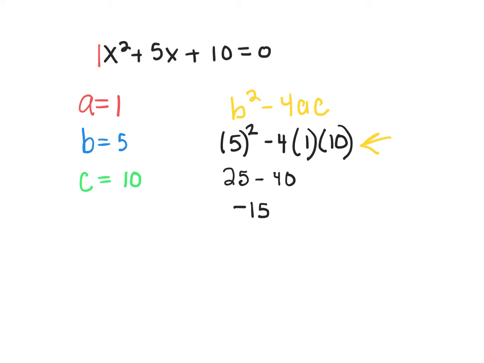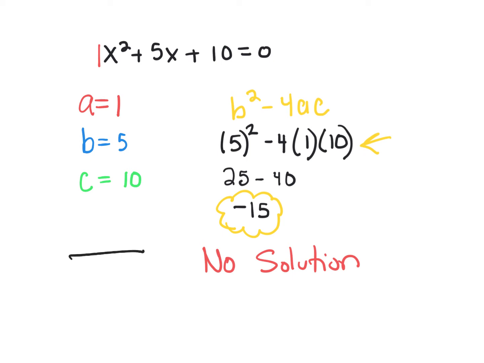Now, what this tells us is that this number right here is the discriminant. And the discriminant is a negative 15. And I know that I can't take the square root of a negative number. And so what this tells me is that there is no real solution to this problem. It never crosses over the x-axis.